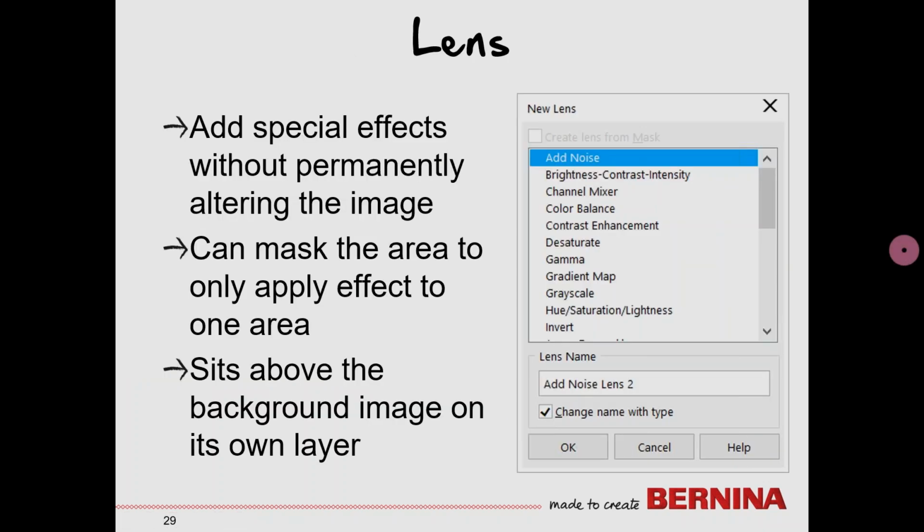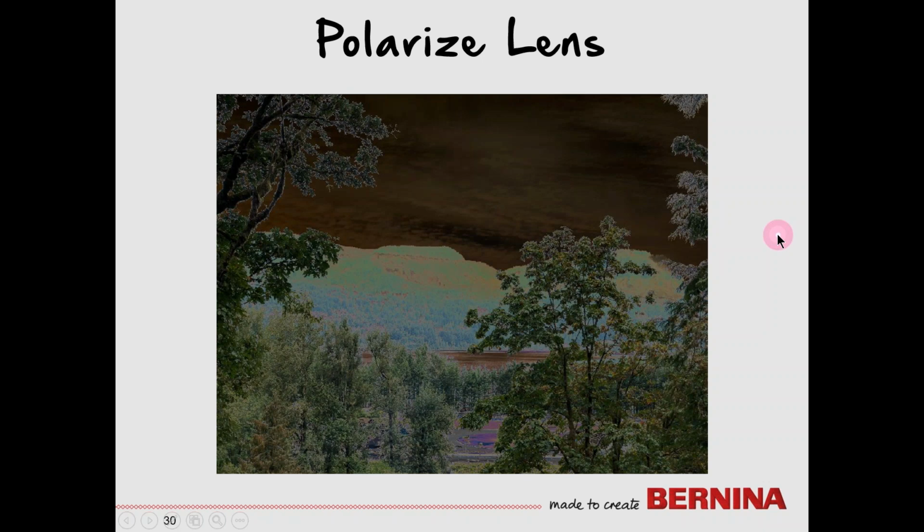There are also lenses in Corel PHOTO-PAINT. So you go to Object, Create, and New Lens. You're going to be learning how to do this. And as you are creating these special effects, it's not altering the image because a lens is a special layer on top of the image. And if you only want to apply the lens to a certain area, this is where you would use a mask again. So it kind of sits above the background image, and you can see there's all sorts of different things that you can try. And this is a polarized lens that's been applied to the entire picture.